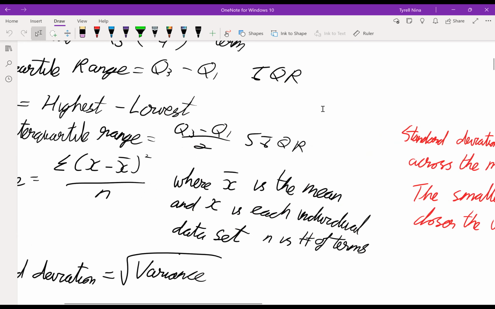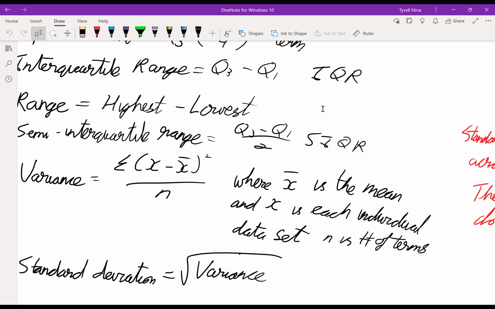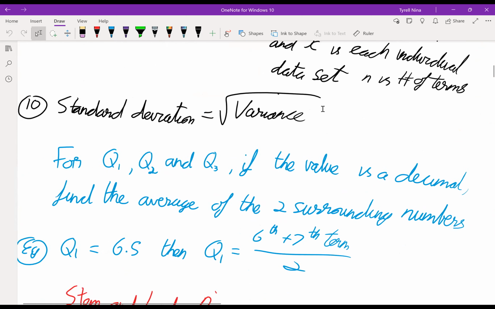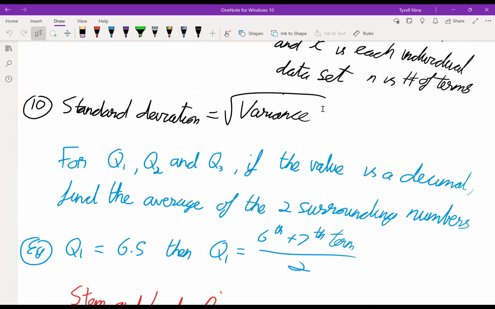All right. So I want you to note something here. For Q1, Q2, and Q3, if your value is a decimal, find the average of the two surrounding numbers. So if I get Q1 is the 6.5th term, then Q1 is the 6th plus 7th over 2.